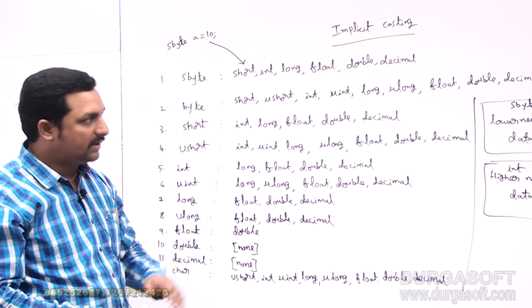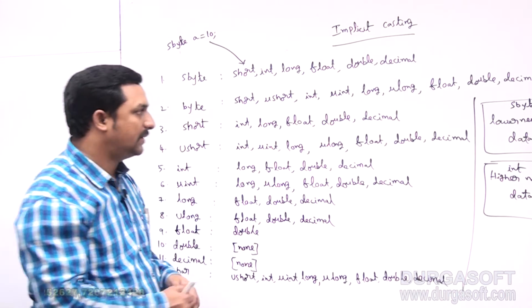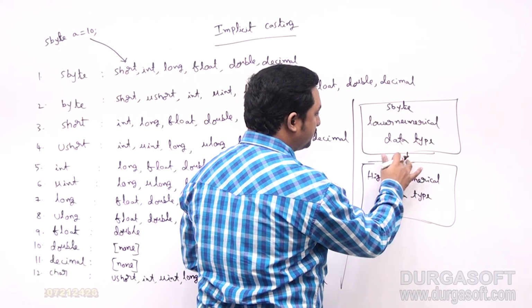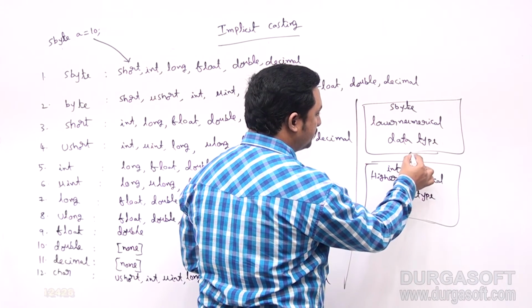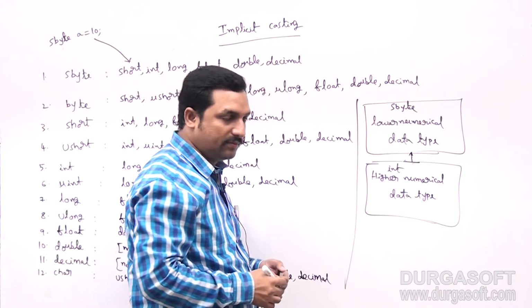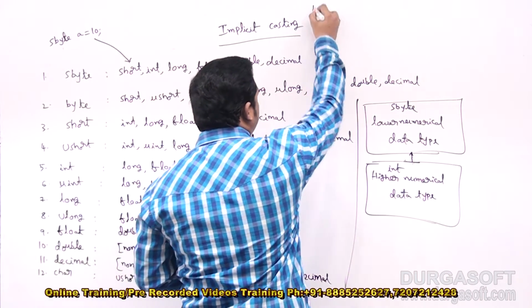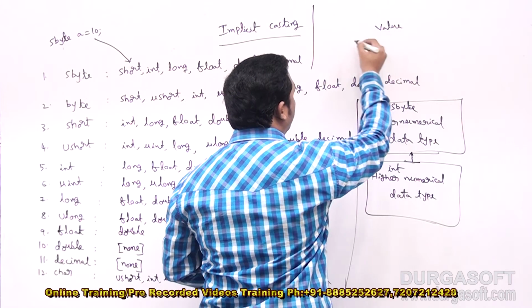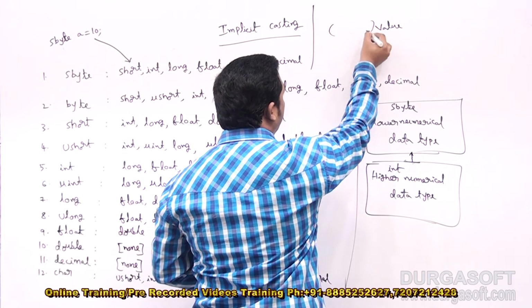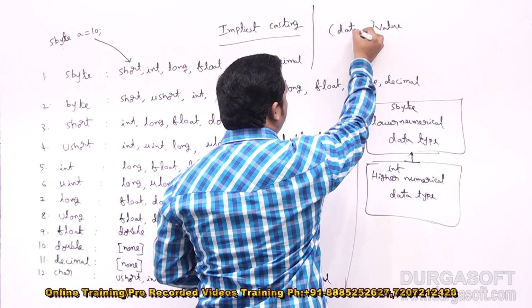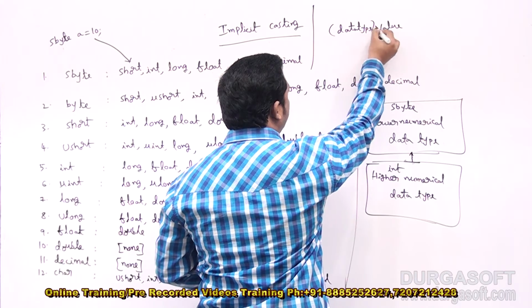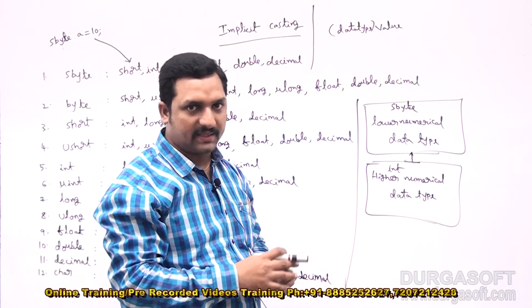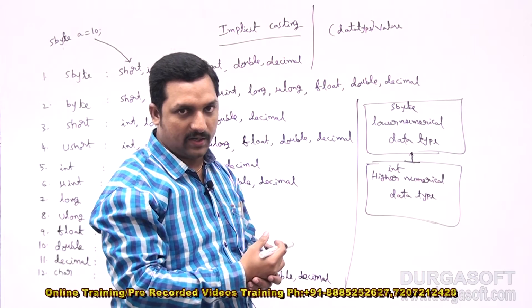How to convert higher to lower? Higher to lower is called explicit casting, and it must be done through round brackets. First you have a value which you want to convert. At the left-hand side of the value, we have to mention the data type, the target or destination data type.